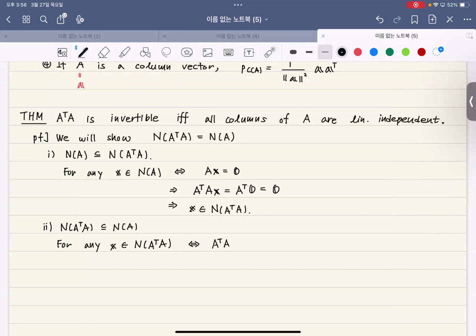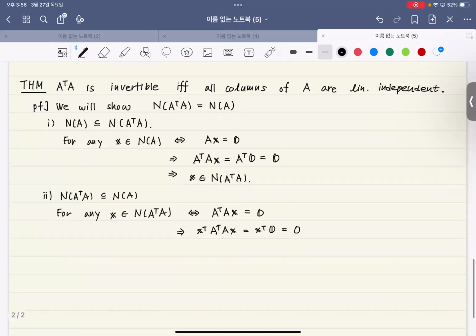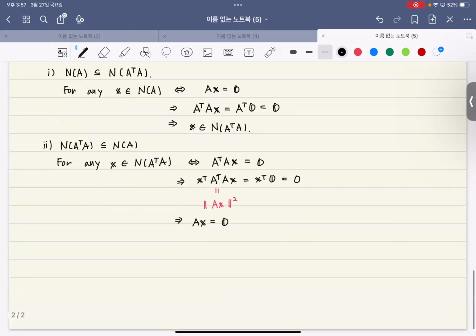So A transpose A times x is 0. Now, this time around, I am multiplying x transpose to both sides of this equation. x transpose of 0 is just 0, not the 0 vector, but the scalar 0. And this is simply the squared length, the magnitude, of vector Ax. But there is only one vector whose length equals 0, which is the 0 vector. So this implies Ax is the 0 vector. So the proof is done.